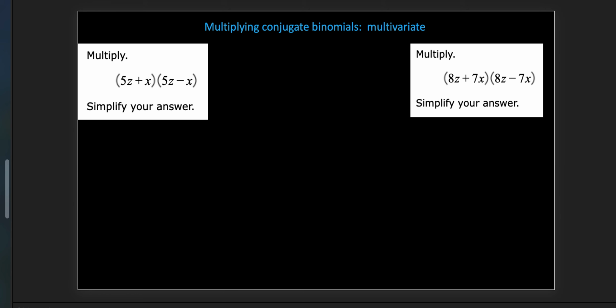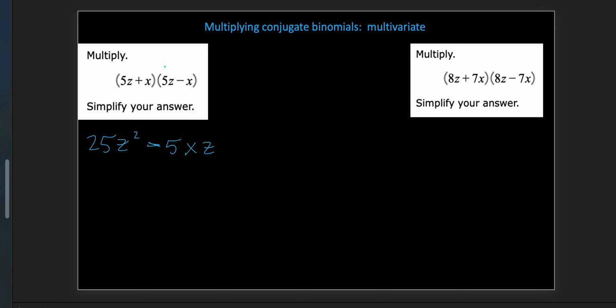In the next problem, we have a couple different unknown variables going on. So let's try those. More FOIL, because there's 2 binomials that we're multiplying by each other. So for the first positions, we have 5z times 5z, and that's 25z squared, because it's z to the first times z to the first, and that's where you add the exponents, so z squared. And then for the outer positions, 5z times negative x will be a negative 5xz. Kind of put it in alphabetical order.